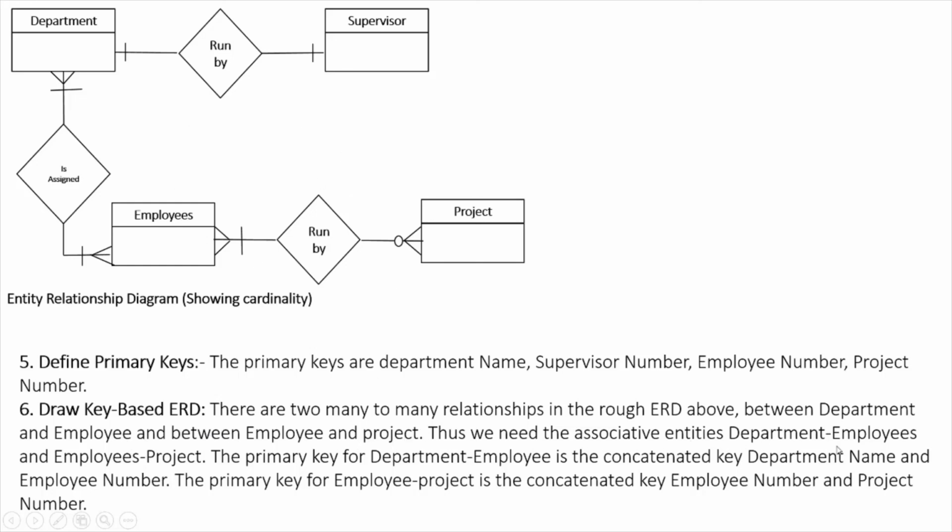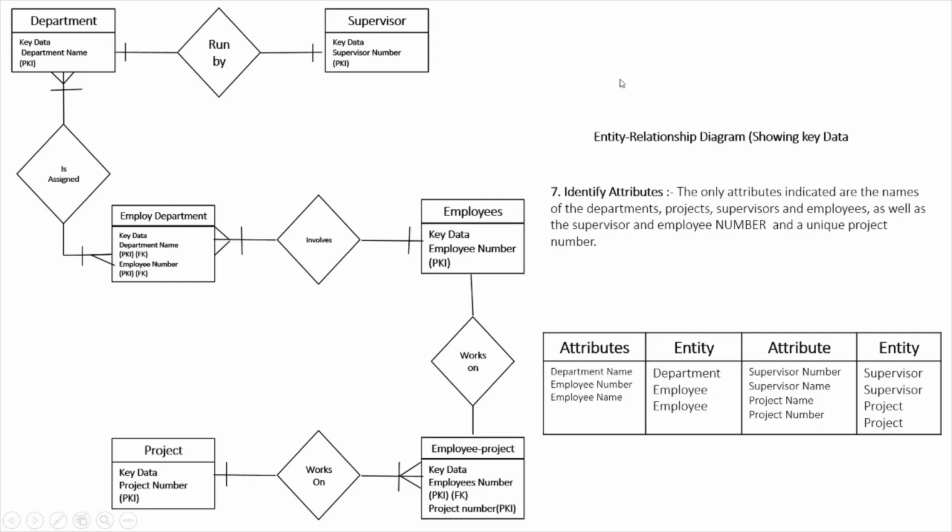Thus, we need the associative entities department employee and employee project. The primary key for department employee is the concatenated key department name and employee number. The primary key for employee project is the concatenated key employee number and project number. As you can see in the next presentation, department key data, department name, primary key, run by supervisor, is assigned employee department key data, department name, employee number, and involves employee number, works on project and employee project, as you can see in this figure.